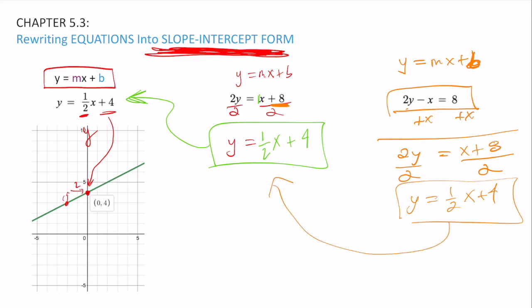Which, if you notice, is exactly the same equation as that, which was exactly the same equation as our original. So all three of these are the exact same equation. But only one of them, the first one, immediately told us our y-intercept and our slope. And that's why it's so helpful, and that's why we want to practice rewriting other forms into slope-intercept form.